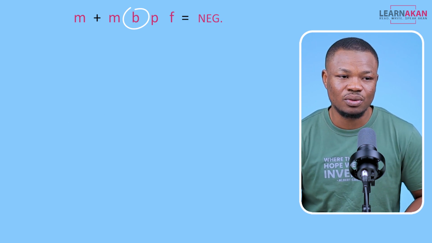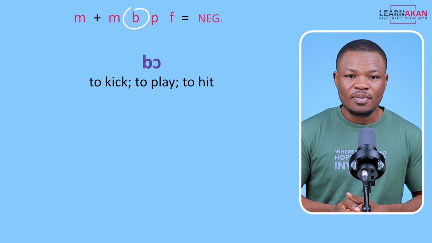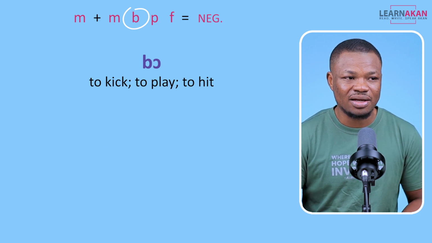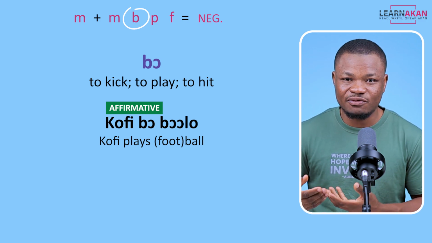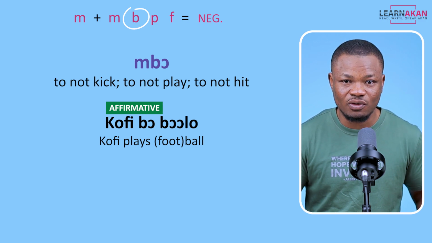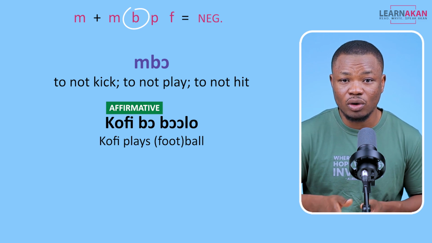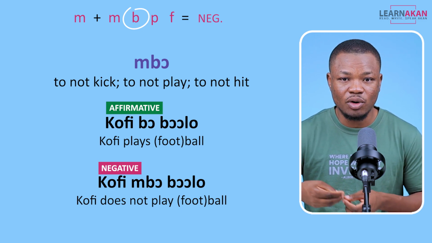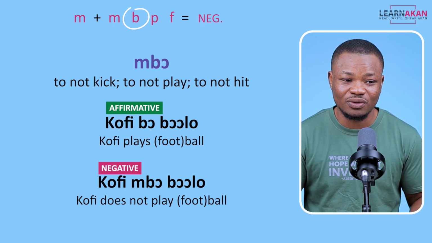Let's use an example. A verb like bo, which can mean to play or to kick. As you can see, it starts with the letter B. So we can use this in a sentence like Kofi bobolo. Kofi plays football. Now, since the verb starts with the letter B, we simply attach to the front of the verb, and then we have the negative form. So bo becomes mbo. The positive sentence, Kofi bobolo, Kofi plays football, will become Kofi mbobolo. You can say this with no problem at all. In fact, in Ghana, you hear a lot of people just say that.